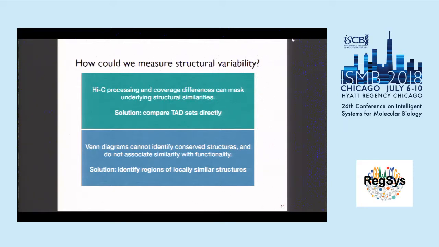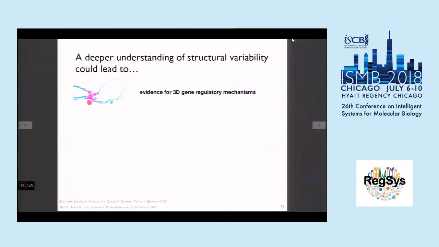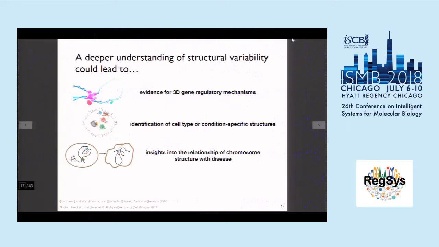So what we'd like to do here is identify regions of locally similar structures. If we could do this, a deeper understanding of structural variability could lead to greater evidence for 3D gene regulatory mechanisms. We could identify some cell type or condition-specific structures, get deeper insight into the relationship of chromosome structure with disease on a more global scale than we have right now, as well as an estimate of the expected structural variance across different individuals or cell types or contexts.